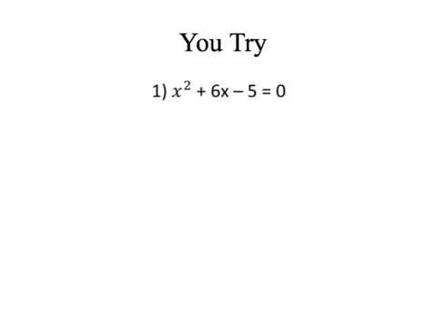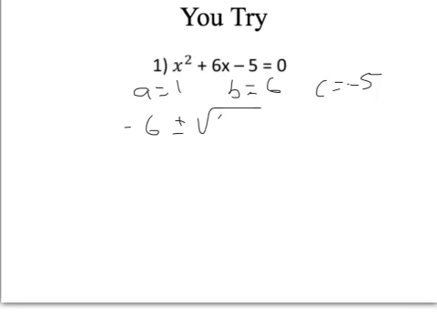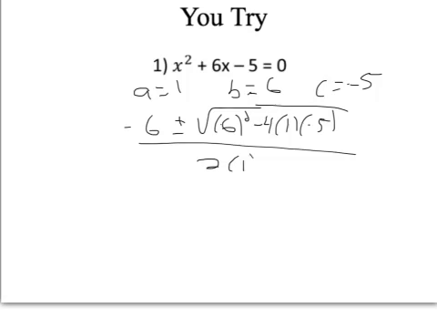Go ahead and pause and do the first you try yourself. So first, let's identify our A, B, and C. Our A would be 1, B would be 6, C would be negative 5. Plug it into our formula, so it would be negative B, or negative 6, plus or minus the square root of 6 squared minus 4 times 1 times negative 5, over 2 times 1, which then we need to look to simplify.